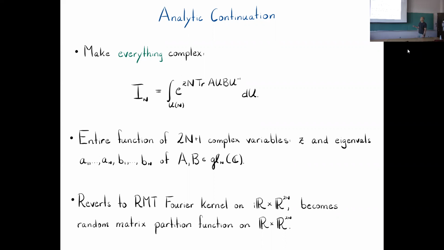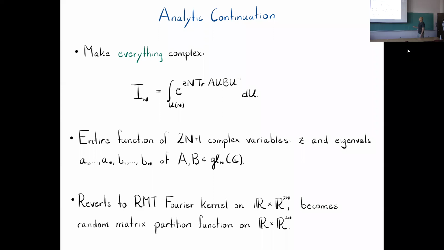This is an entire function of 2n plus 1 complex variables, namely z and the eigenvalues of these two external field matrices A and B. So A and B are normal? No. If they were normal, it would be very easy to see why this depends only on the eigenvalues. It's actually true for everything.